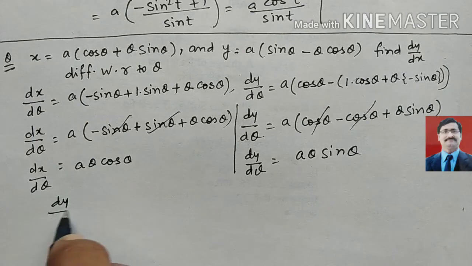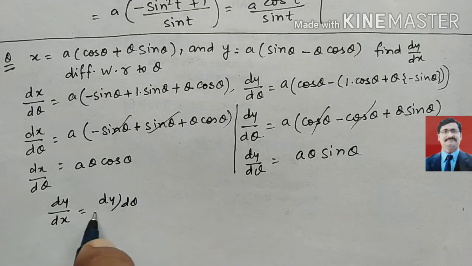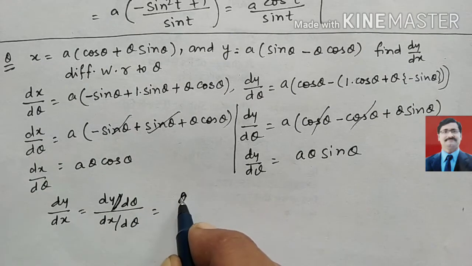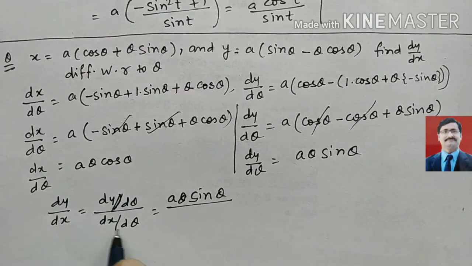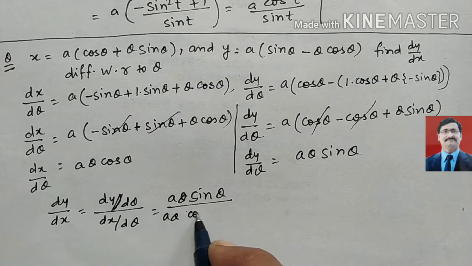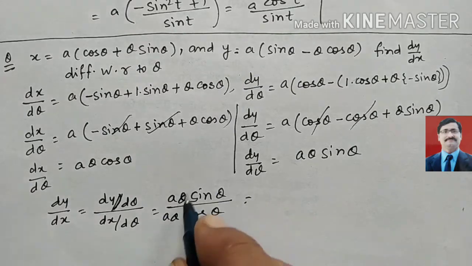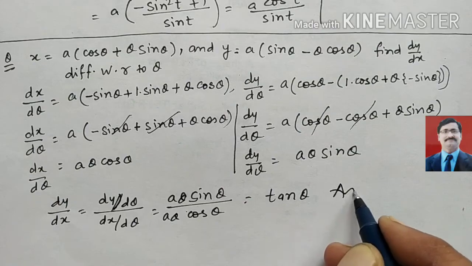Now you want dy/dx, so you can write dy/dθ upon dx/dθ. We get dy/dθ as aθ sin θ, and dx/dθ as aθ cos θ. So a cancels and θ cancels, and sin θ upon cos θ you can write as tan θ. That is your answer.